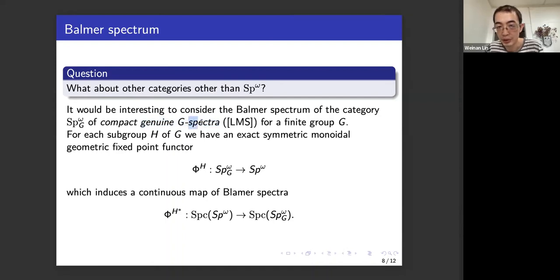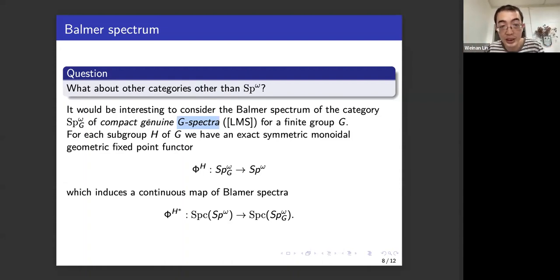Remember that if you have a spectrum, then you can get a cohomology theory out of that. And if you have a naive G spectrum, then it also gives a cohomology theory. But for genuine G spectra, for ordinary cohomology theory, usually we have H0, H1, H2, which is indexed by integers. For every integer, we have an Hn.